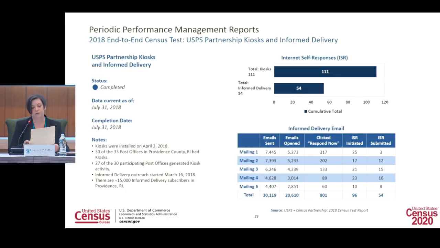There are over 13,000 informed delivery subscribers in Providence County. The chart on the lower right shows the number of emails sent and opened, as well as the counts of various actions initiated by those emails. Informed delivery resulted in 54 submitted ISR responses, in addition to the intangible of raising awareness about the test among subscribers. Operationally, we were very pleased that both pilots went very well, and we're in the process of analyzing the results from the test and determining the next steps in this arena.